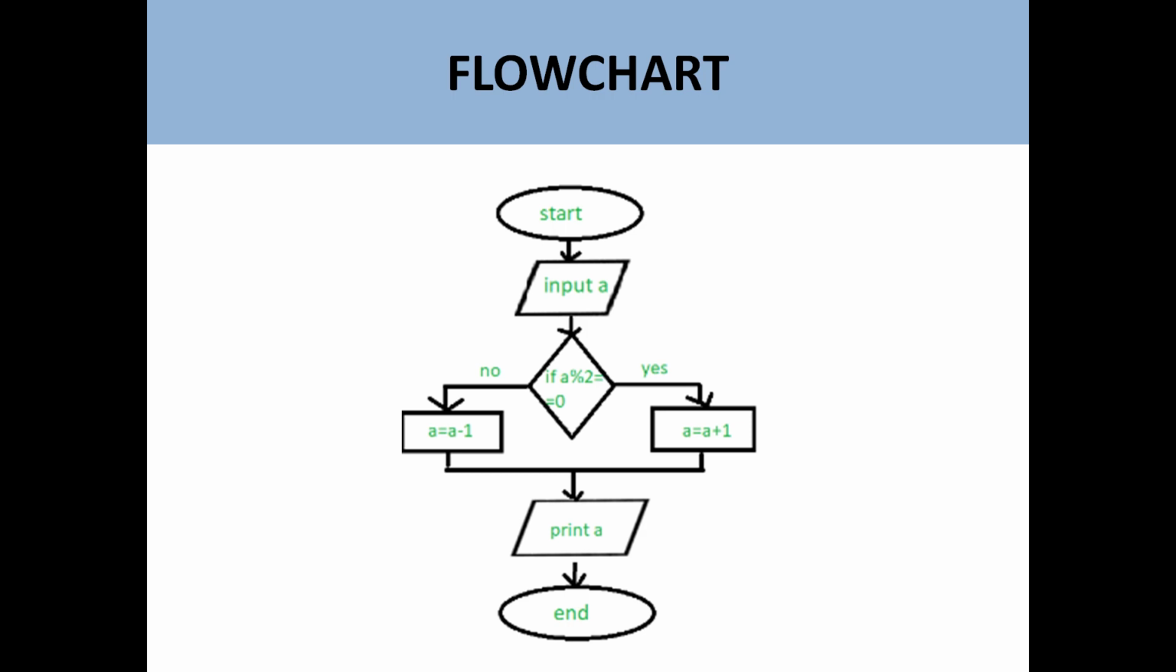If the input a is an even number, for example if we have entered 2, what will be printed? It will print 3, because 2 divided by 2 is even, so a plus 1, 2 plus 1, it will print 3. If we have entered 3, then a minus 1, 3 minus 1, so it will print 2 here. Okay, hope you can understand it easily.